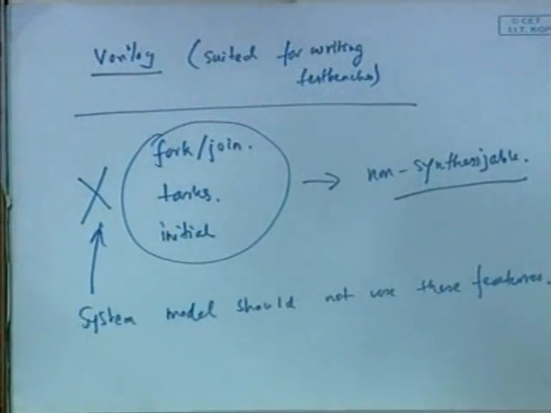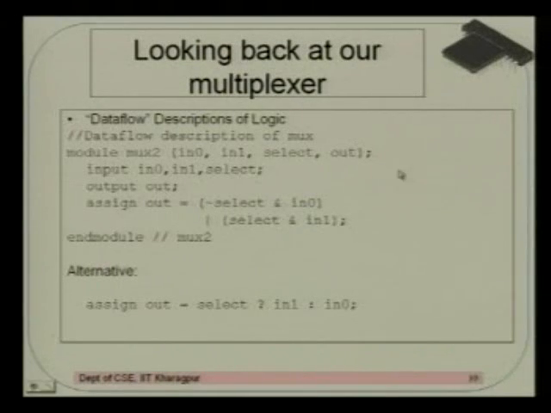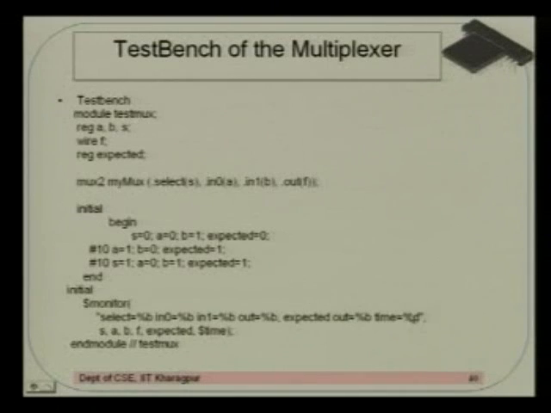Let us see one example of this, my old multiplexer. How do I write a test bench for a multiplexer? If you would like to test your multiplexer, first you have to write a module, say test mux, and instantiate your multiplexer. Is this referencing by position or by name? By name. And then you start giving signals, giving stimuli to your design.